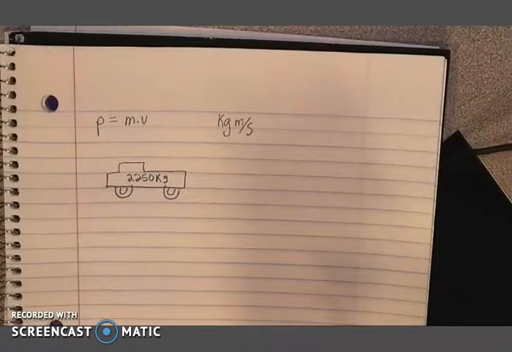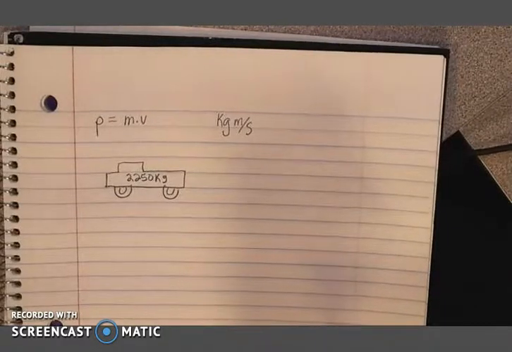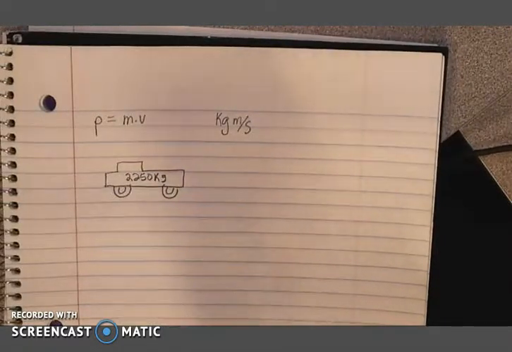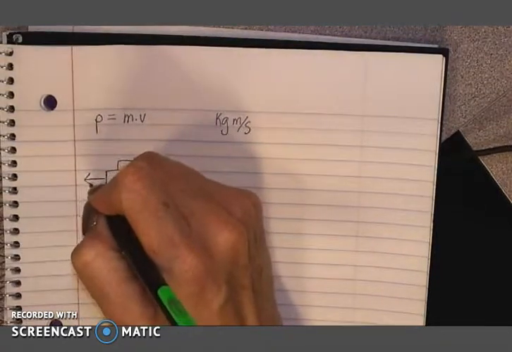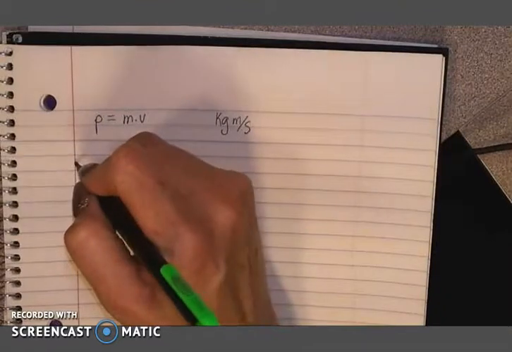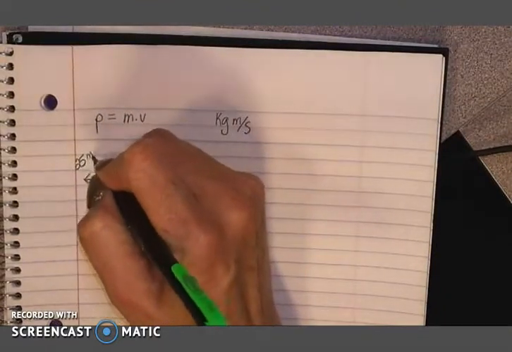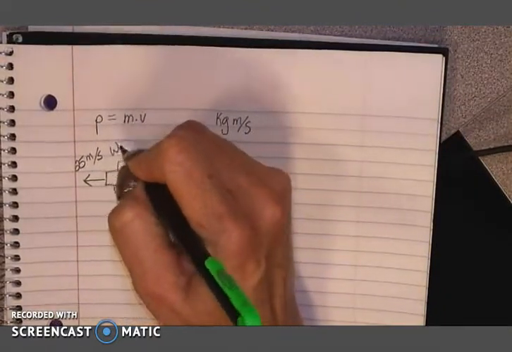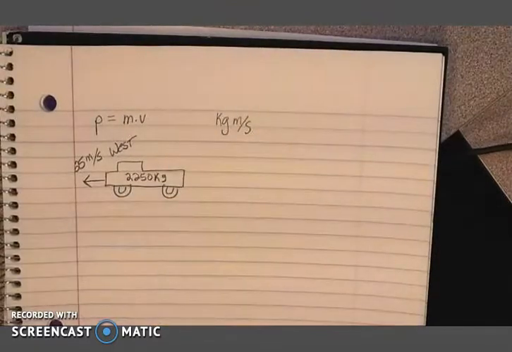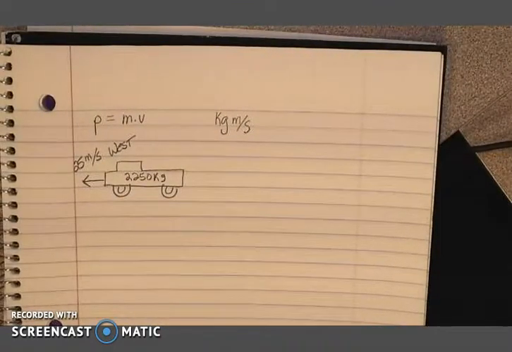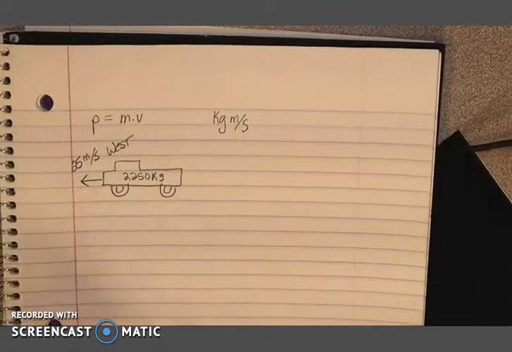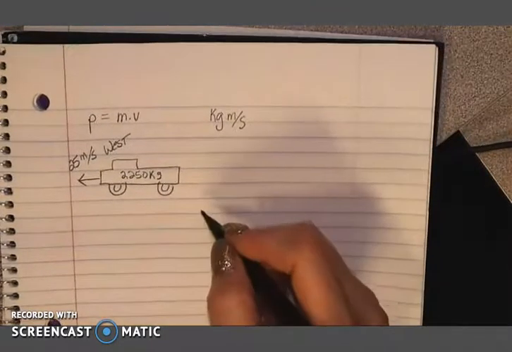Has a velocity of 25 meters per second. It says to the east, but since I drew my pickup truck backwards, we're going to change that to the west. So its velocity is 25 meters per second to the west, because remember, velocity is a vector. What's the momentum of the truck? Well, momentum is mass times velocity.